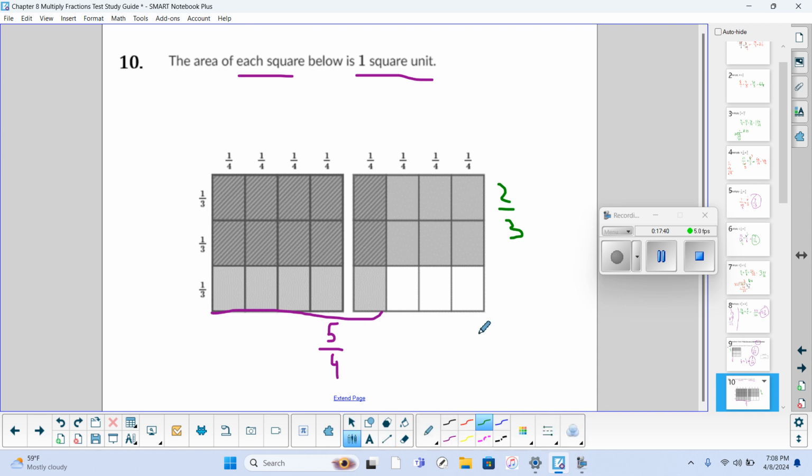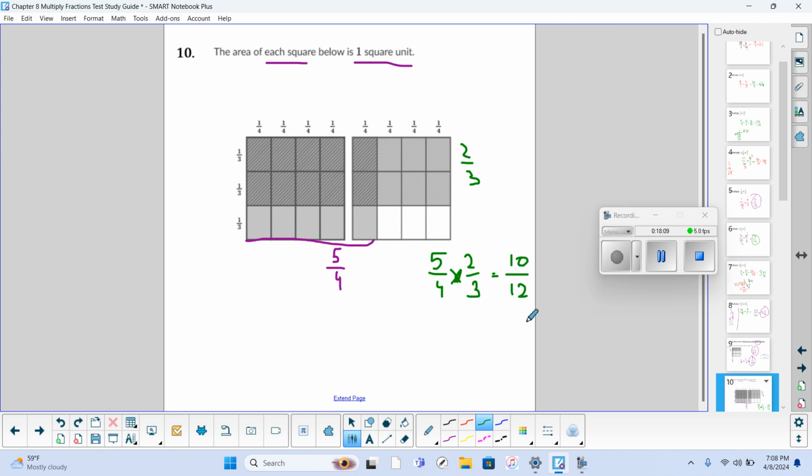So let's do what that is. 5/4 times 2/3. All right, normally I would simplify this, but I want you to see it the way it is. So I'm just going to multiply straight across. 5 times 2 is 10, and 4 times 3 is 12. 10/12, which normally I would simplify to 5/6.